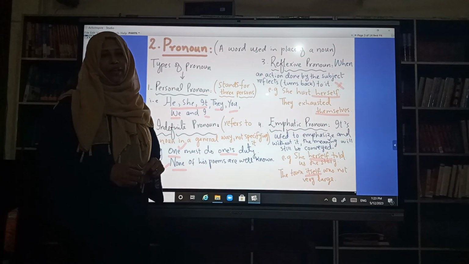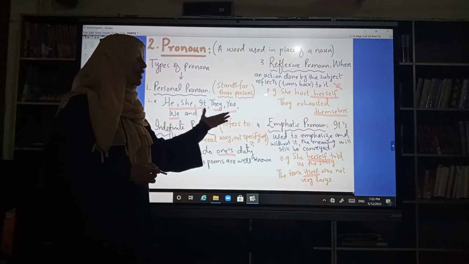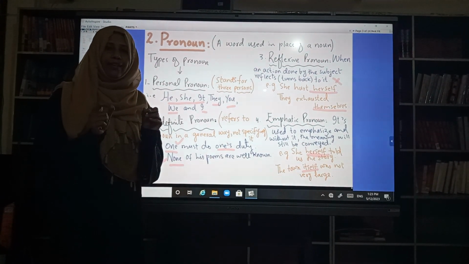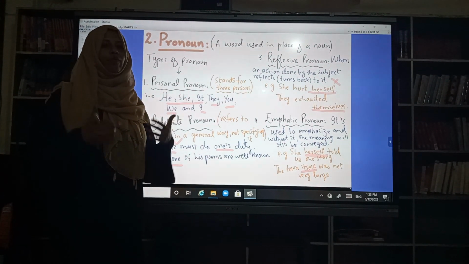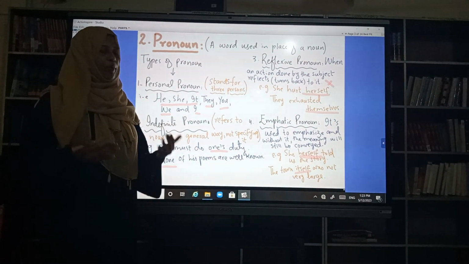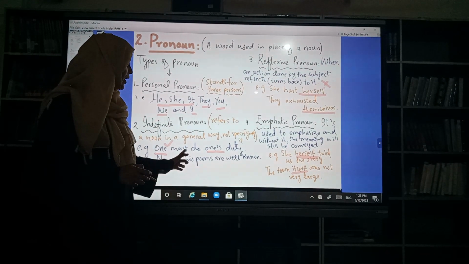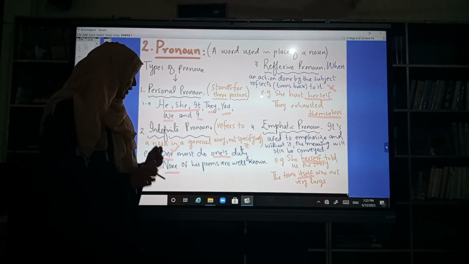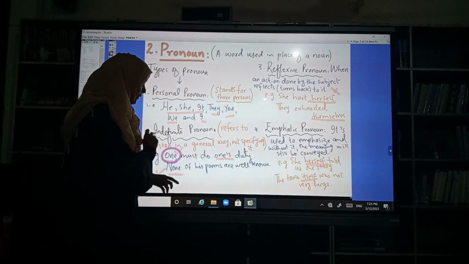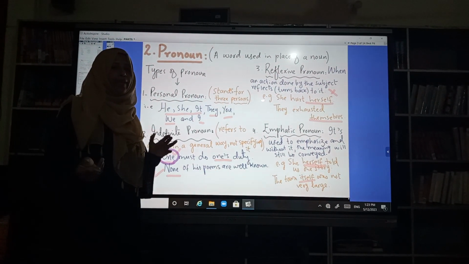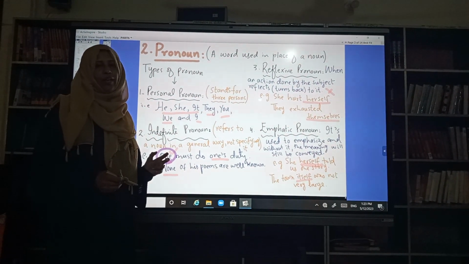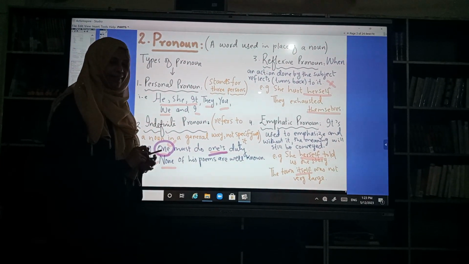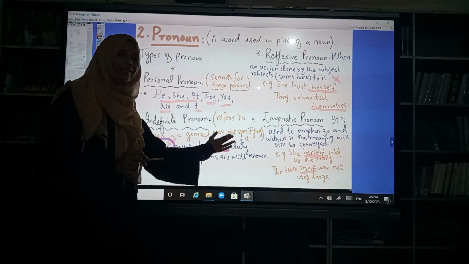Second, indefinite pronoun. Indefinite pronoun actually refers to generalization. When we don't specify anything or anyone, then this is what we call indefinite pronoun. For example, one must do one's duty. Do remember, my dear students, that whenever you are using one, don't ever go for his, her, their, etc. But for one, the possessive form will be one's. One must do one's duty.